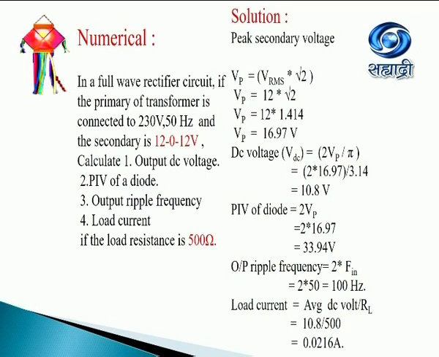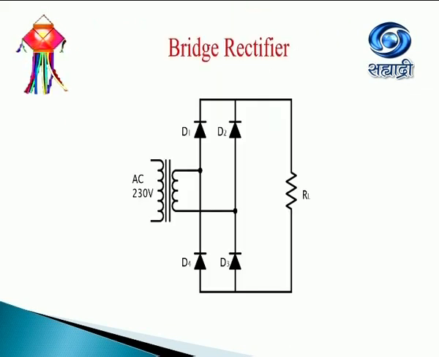16.97 volts. DC voltage VDC is equal to 2 Vp upon pi, that is 2 into 16.97 divided by 3.14, which is 10.8 volts. Peak inverse voltage of a diode is 2 Vp, that is 2 into 16.97, that is 33.94 volts. Output ripple frequency is 2 into Fin, that is 2 into 50, that is 100 Hz. Load current is the average DC voltage divided by the load resistance, that is 10.8 divided by 500, which comes out to be 0.0216 amperes.